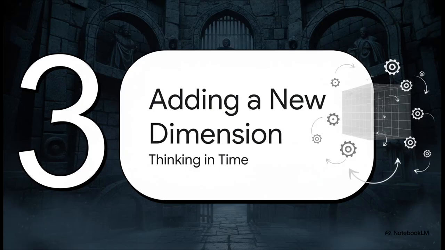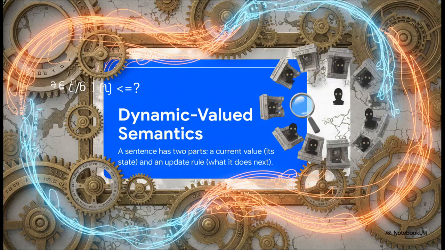So how do we get out of this mess? Well, the proposed solution is kind of radical. We add a new dimension. What if truth isn't just a static, fixed state? What if it's a process that unfolds over time, or maybe more accurately, over steps of evaluation? And this brings us to dynamic valued semantics.